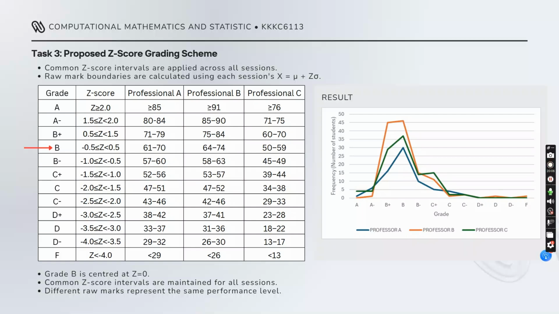The graph on the right shows the grade distribution after applying the proposed grading scheme. We can see that the distribution becomes much more similar across all three sections, with more students receiving B plus or B and fewer students appearing in the higher or lower grade categories. This indicates that the proposed grading scheme provides a more balanced and consistent assessment across all three sections while maintaining a common grading standard.